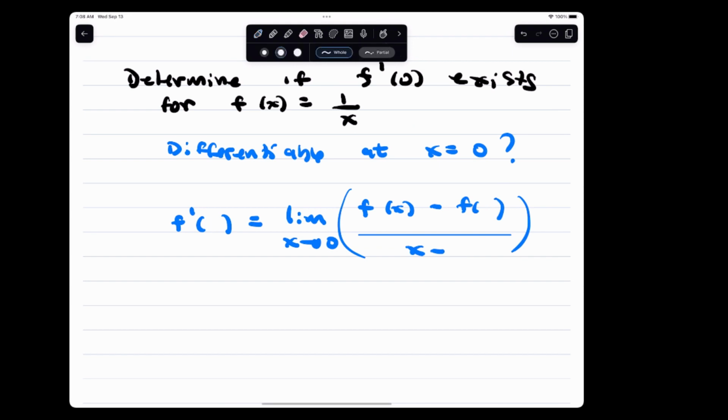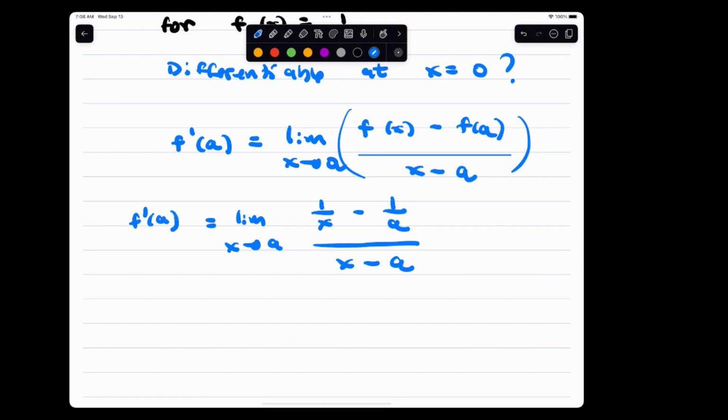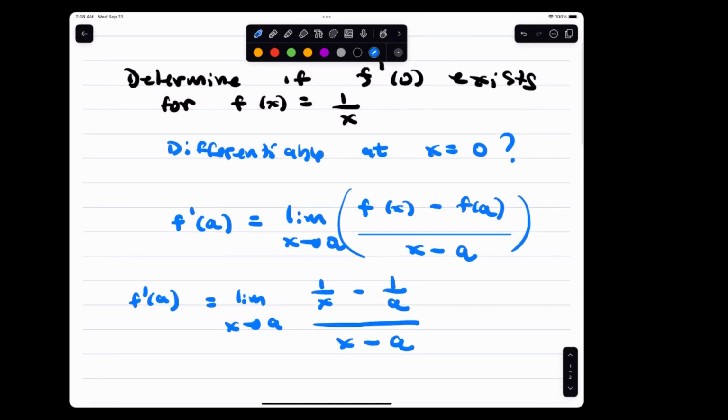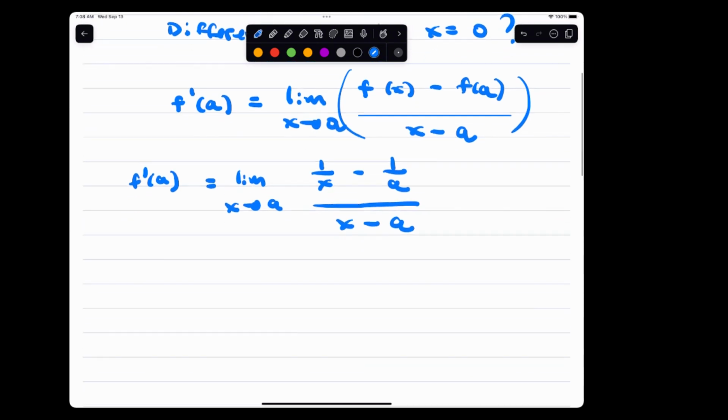So you might say, well, how do we kind of look at this? Use the A definition here, okay? So we're going to use this. This is A, and this is A. So, okay, limit as x goes to A, the function is 1 over x minus 1 over A, everything over x minus A, okay? So this is called finding the formula for the derivative at a value A. This is at the vertical asymptote.